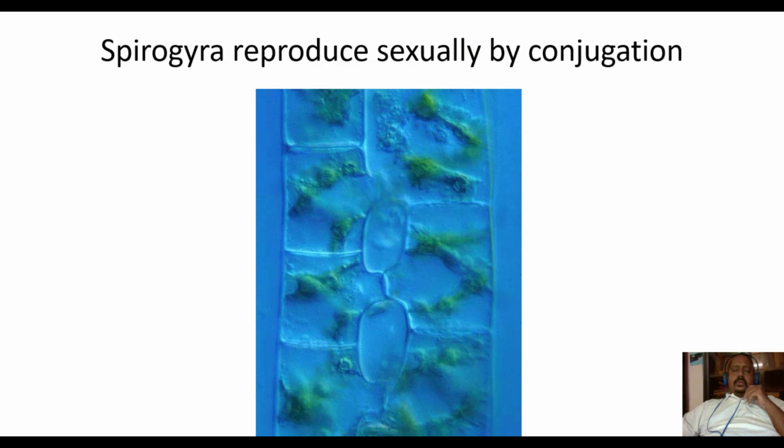It's a common figure. You are familiar with this picture as you have studied it in the +2 classes, where Spirogyra undergoes conjugation so that sexual recombination takes place.